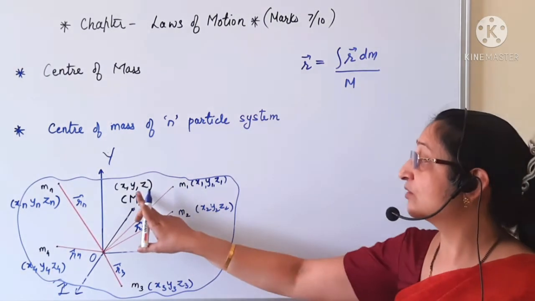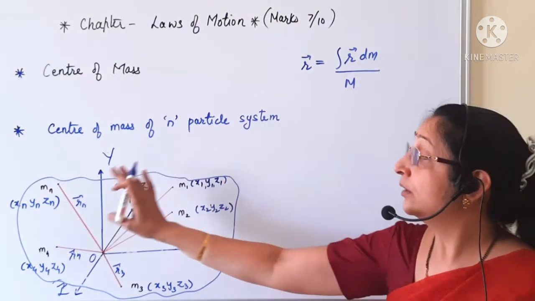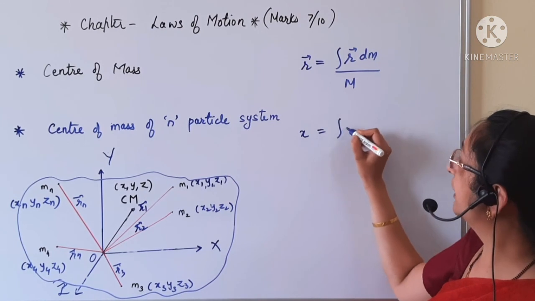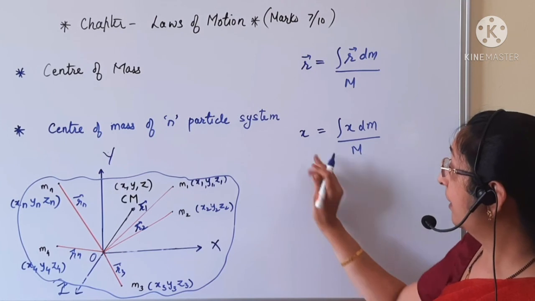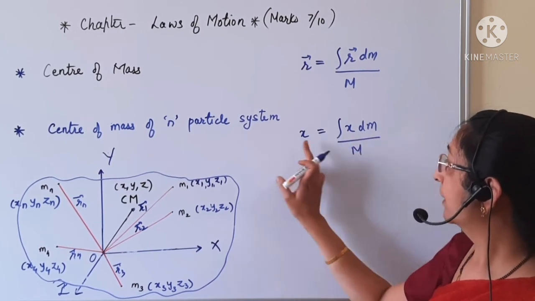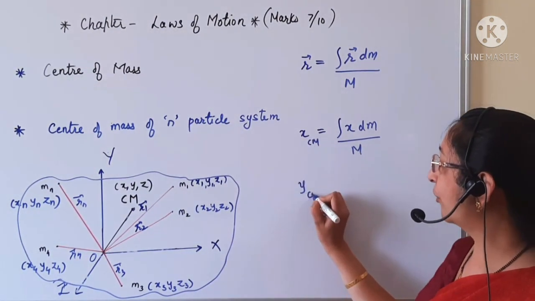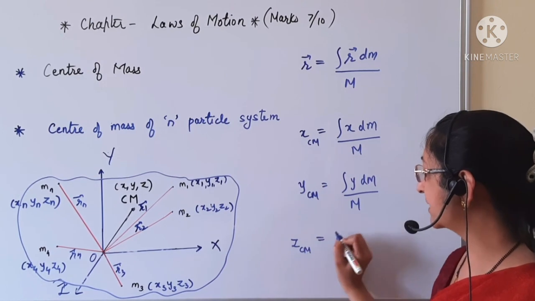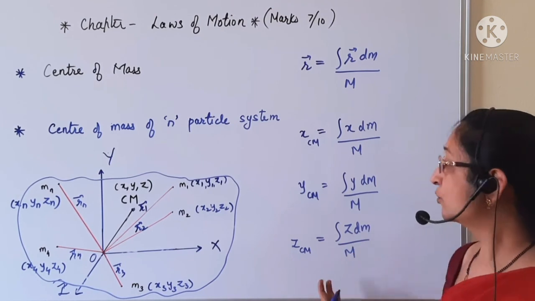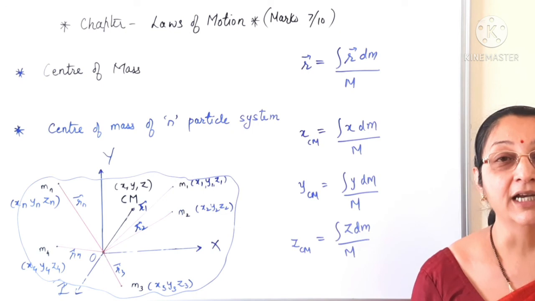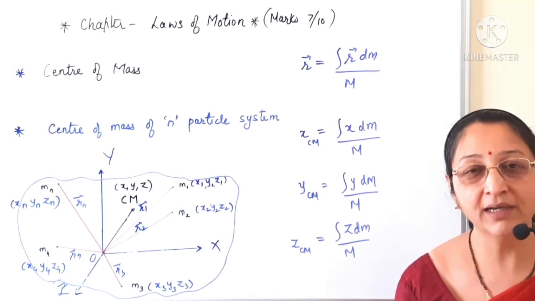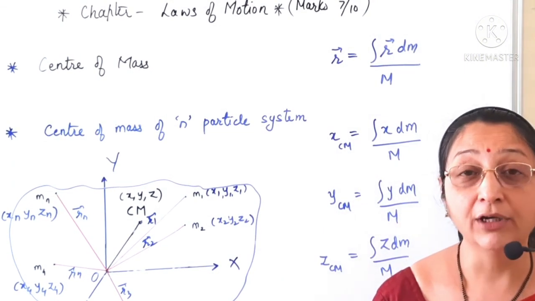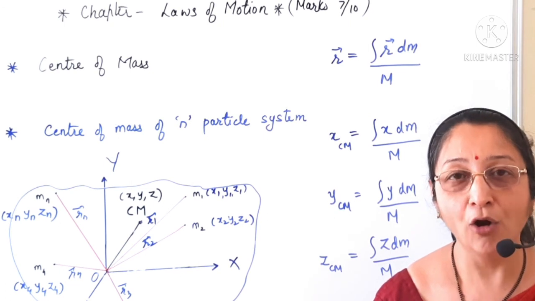If I want to write the x, y and z coordinates of the center of mass of a continuous body like this with uniform density, then I will replace this r by x. This is equal to integral of x dm upon m. So the integral of x dm upon m is the x coordinate of the center of mass. Similarly, the y coordinate of center of mass is integral of y dm upon m. Similarly, the z coordinate of the center of mass is integral of z dm upon m. So in this way, we write the x, y, z coordinates of the center of mass of a continuous body having uniform density. So we have completed the center of mass, and in the table in the book are given coordinates of center of mass of uniform symmetric objects. Thank you.